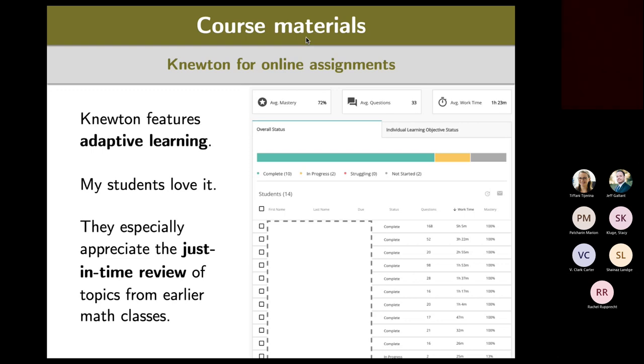I don't know if you can make out how long it took the students to complete this assignment. There's a wide range. I don't know if that student really took 5 hours on the one assignment, maybe 168 questions. You can see that the homework will take a very different amount of time depending on how much review the student needs. But I'm pleased to say I haven't heard complaints about that. They appreciate the review by and large.